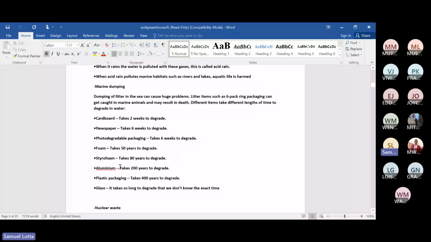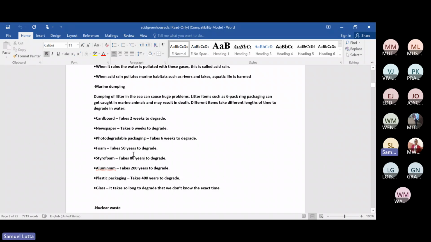And you can see the time that it takes for it to break down: 2 weeks, paper, 6 weeks. The other materials for packing, biodegradable materials, they take about 6 weeks. Things like foam that we get from soap and others, they can stay for quite a lot. Sometimes some even take, those that are used to make mattresses, they can take even 50 years.